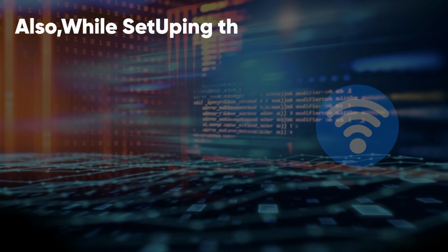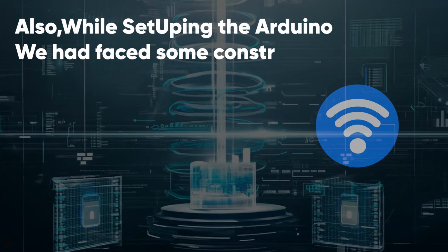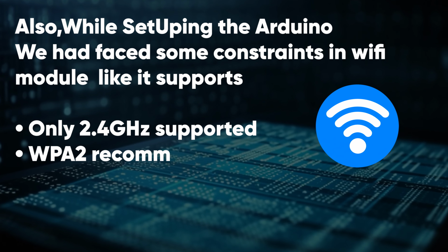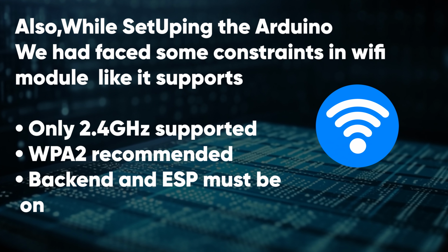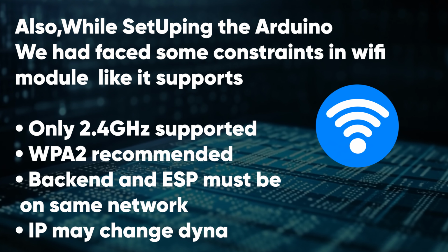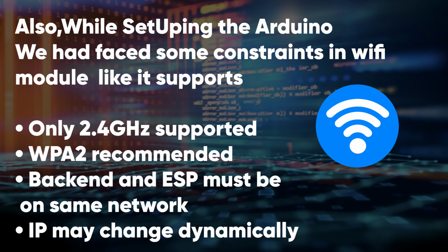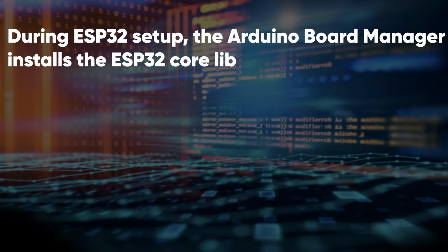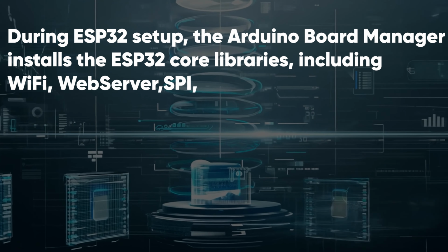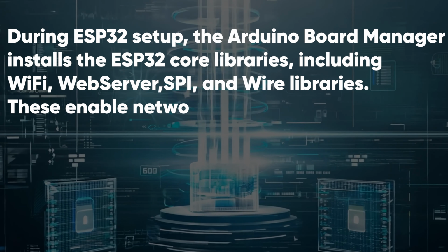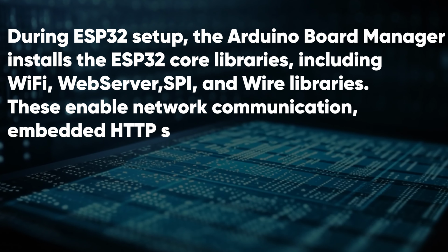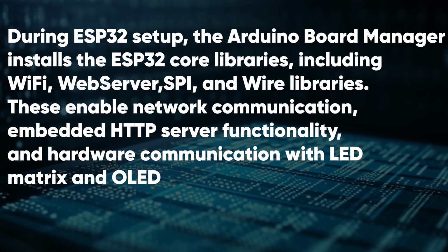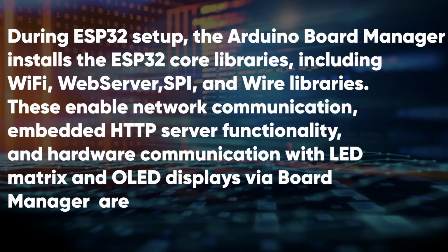Also, while setting up the Arduino, we faced some constraints in the Wi-Fi module. Only 2.4 GHz is supported. WPA2 is recommended. Backend and ESP must be on the same network. The IP may change dynamically during ESP32 setup. The Arduino board manager installs the ESP32 core libraries, including Wi-Fi, web server, SPI, and Wire libraries. These enable network communication, embedded HTTP server functionality, and hardware communication with the LED matrix and OLED displays.